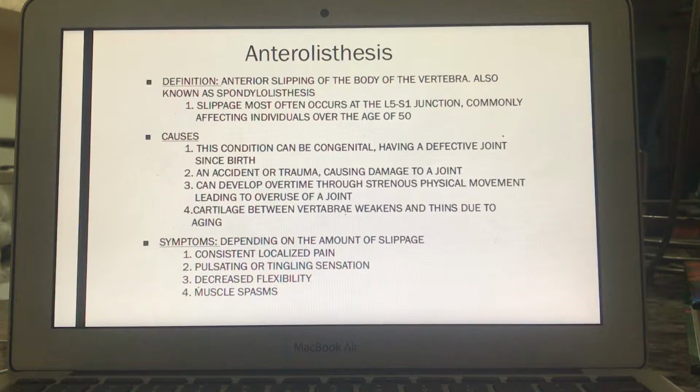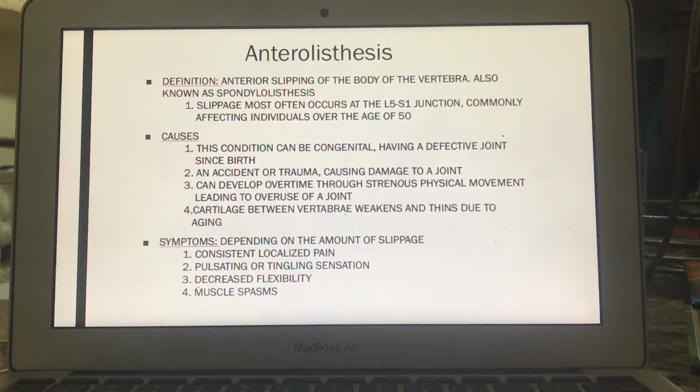Now to go into depth with anterior listhesis. Anterior listhesis is the anterior slipping of the body of the vertebra. This is also known as spondylolisthesis. And a fact that I found interesting is that this slippage most commonly occurs at the L5-S1 junction, and it commonly affects individuals over the age of 50. Now, the causes. I have a few here. Some of the causes can be congenital, having a defective joint since birth, or an accident or trauma, which causes damage to the joint.